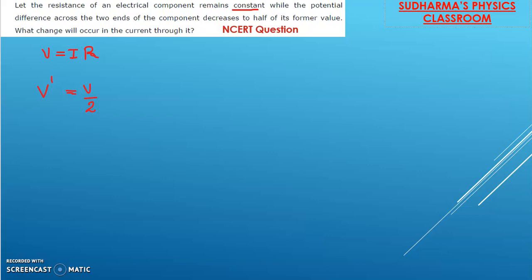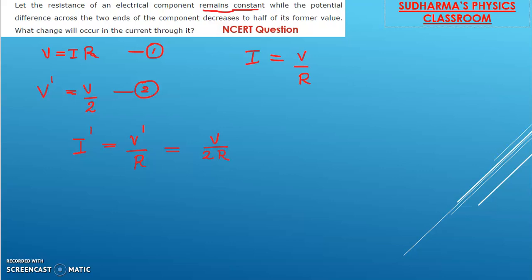So the first equation, let me call it equation number 1, and this equation number 2. From equation 1, I can write I equals V divided by R. And the new current I am denoting by the letter I dash, because we are going to find out what changes are happening in the current. So I dash is equal to V dash divided by R. Why am I not taking R dash? Because R remains constant, that is mentioned in the question. So I can substitute the value for V dash, that is nothing but V by 2.